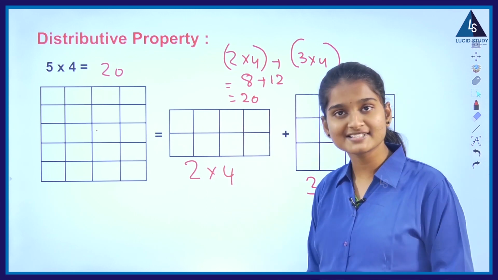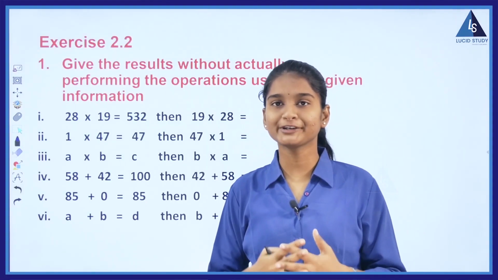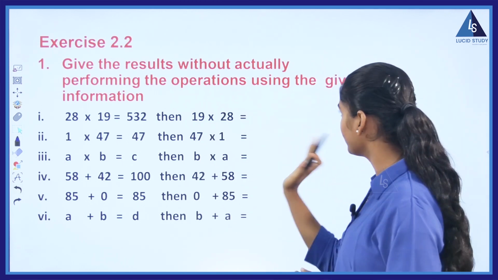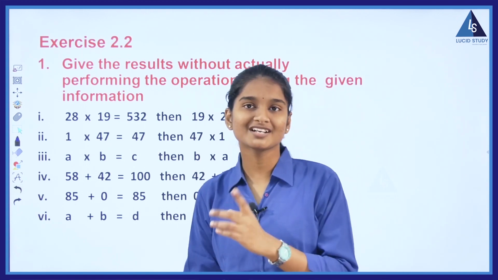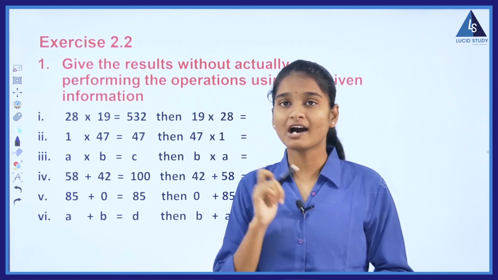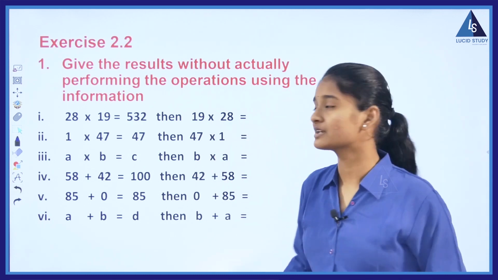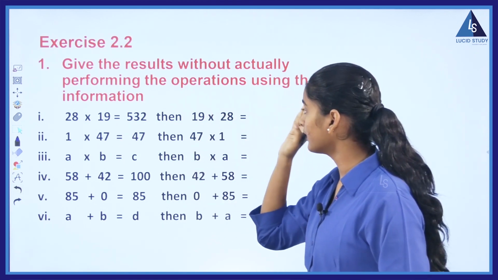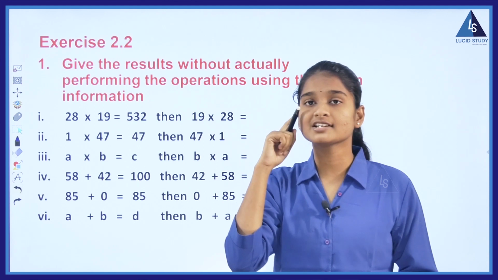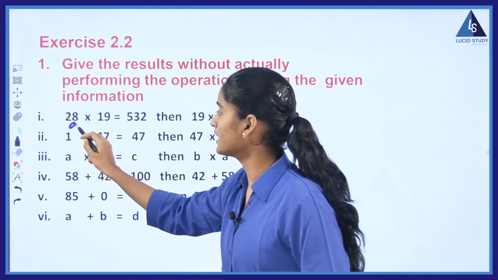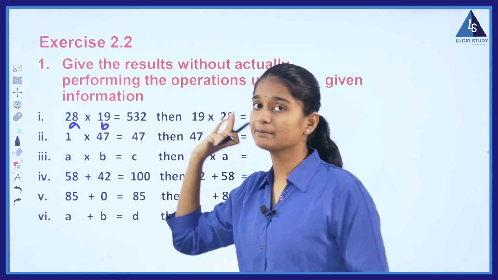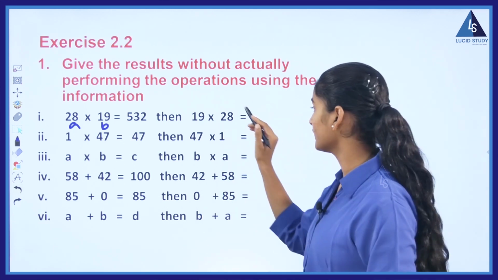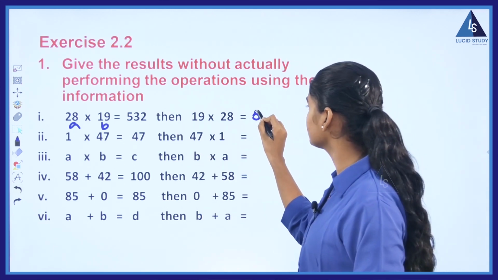Now let us go through the exercise. So this is exercise 2.2 and here is the first question. Give the results without actually performing the operations using the given information. Children, we learnt all the properties, right? Yes. Now we will use these properties and solve these problems. So here is our first one. 28 into 19 is equal to 532. Then 19 into 28 is, so children, if you observe here, this is A and this is B. So when A is multiplied with B, the answer is the same as when B is multiplied with A. So here 19 into 28 is also 532.